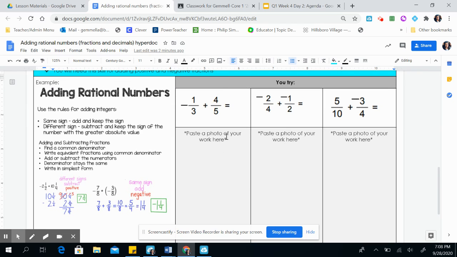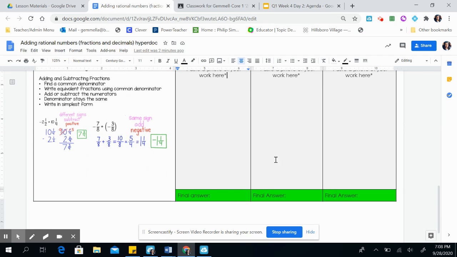So again, just like before, you have 3 different problems to work out here. You will work each one out on a piece of notebook paper. Take a picture of your work shown, and paste it into the box given. Underneath that, you will type out your final answer. So you can use the backslash to write your fractions. So for example, let's say you wanted to do 4 and 3/4. You would just type it like that. 4 and 3/4. You actually don't even need that many spaces. Okay, so you'll put your final answers in there.